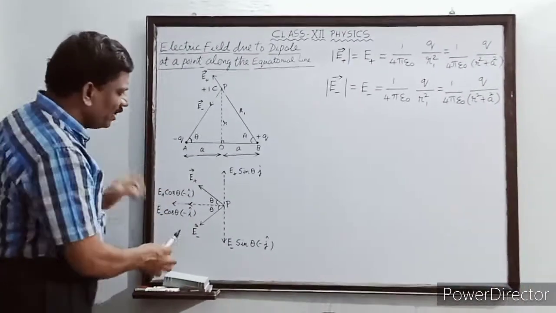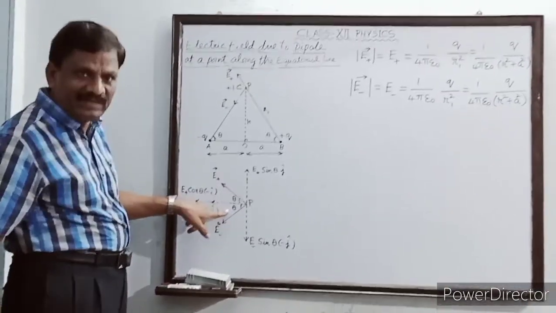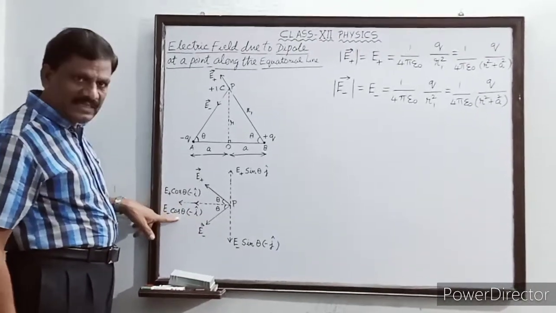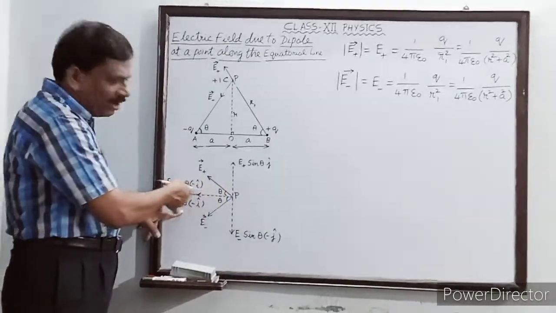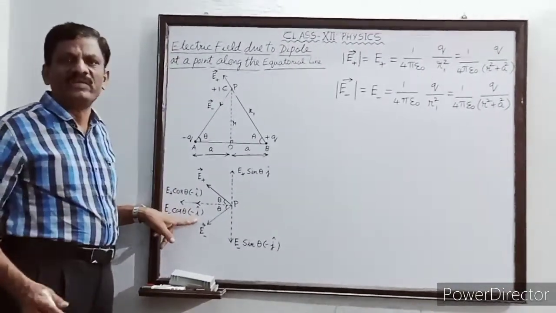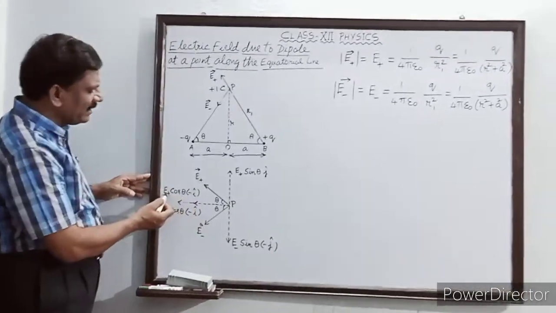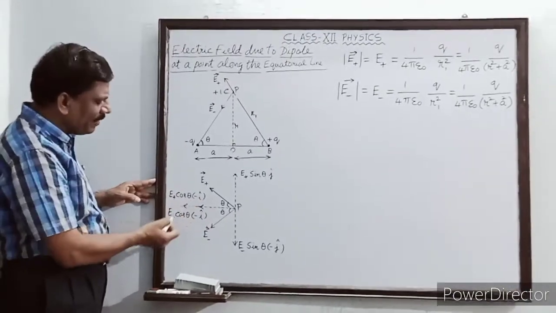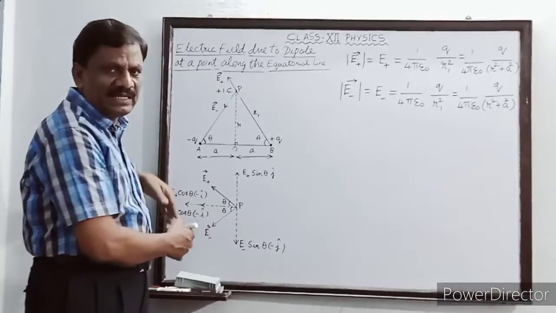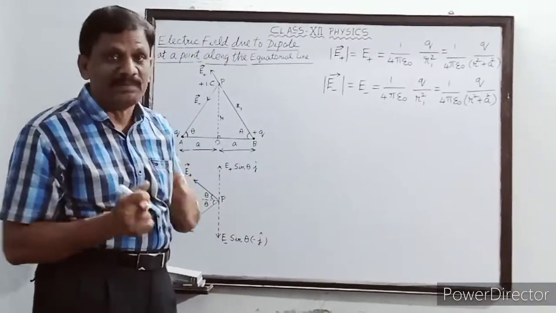Similarly, look at this E minus vector. E minus vector is also making an angle theta with the horizontal. So its horizontal component must be equal to E minus into cos theta. And since this is acting along the left hand side, that is negative x direction, minus i cap is the unit vector along the negative x axis. Therefore, these two vectors E plus cos theta into minus i cap and E minus cos theta into minus i cap, both are acting along the same direction, that is along the negative x direction. They will be added up, they will be summed up.